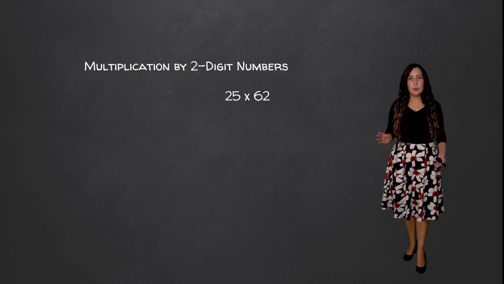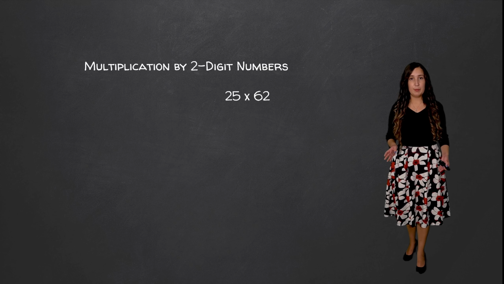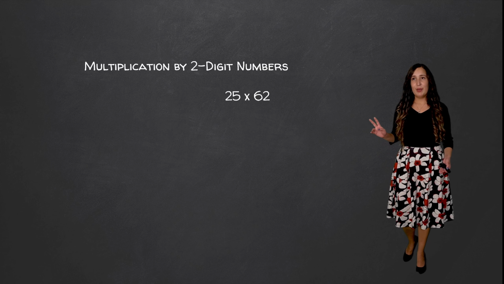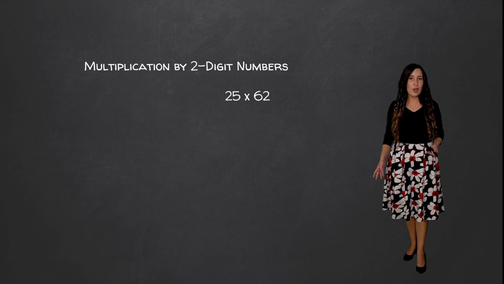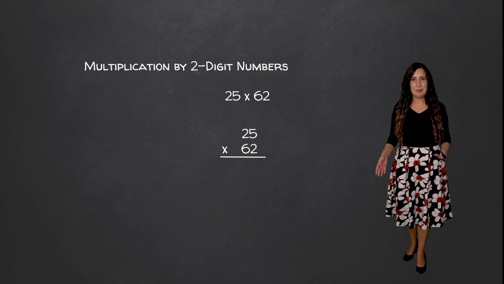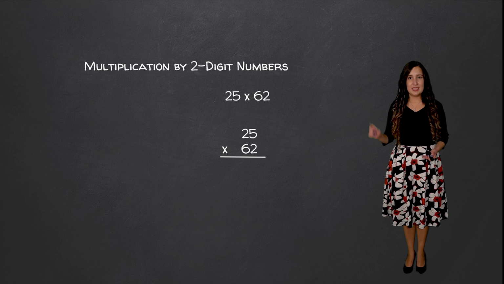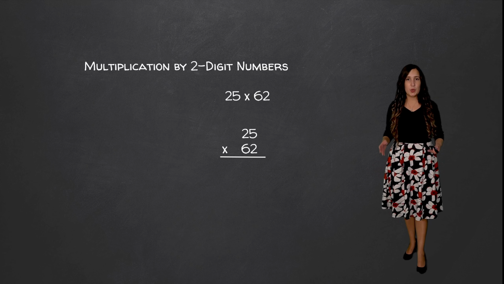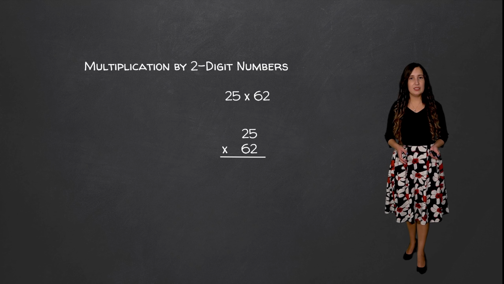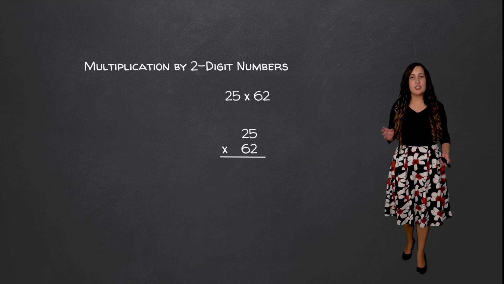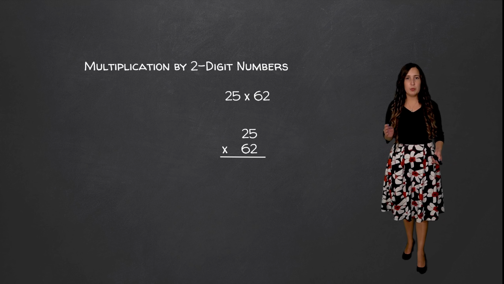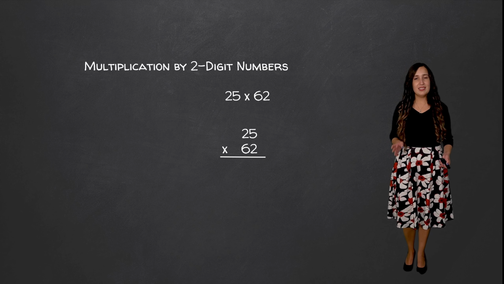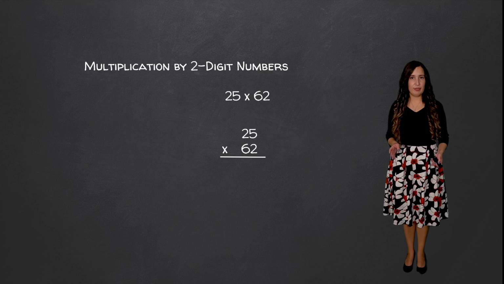And typically when we write our numbers vertically, we want to put the number with the most digits on top. However, both of these have two digits, so it doesn't really matter how we write it. So I just rewrote it here like we see in our problem. And when we're multiplying by a two-digit number, we're going to take the 62 and multiply it by every value on top. However, we're going to break apart the 62 to make it a little easier. We're going to start off with the 2 in 62 and multiply it by every value, and then the 6 in 62 and multiply it by every value.